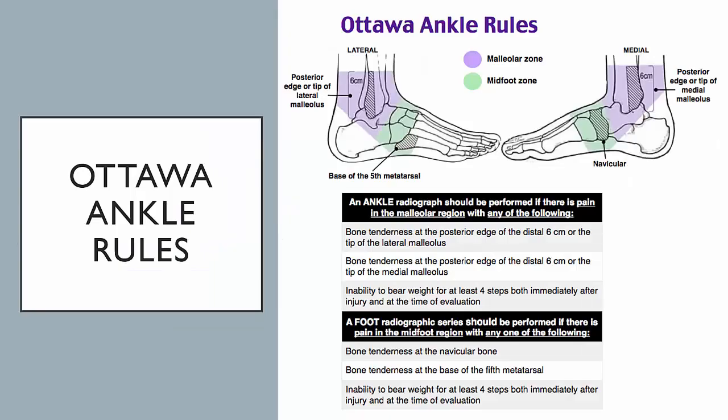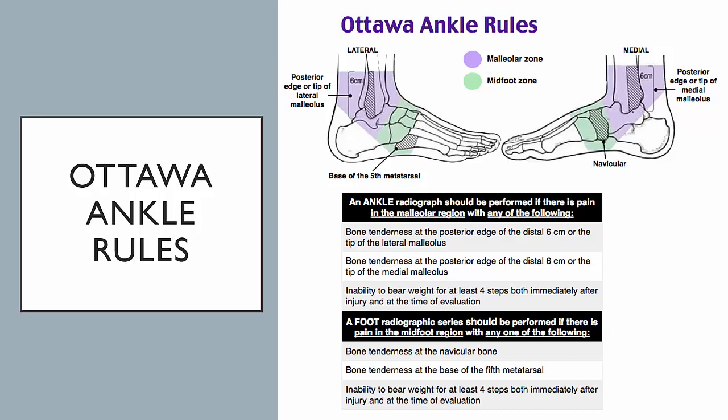The Ottawa ankle rules. These are what are called clinical prediction rules. These are used for determining if someone needs radiographs or x-rays.